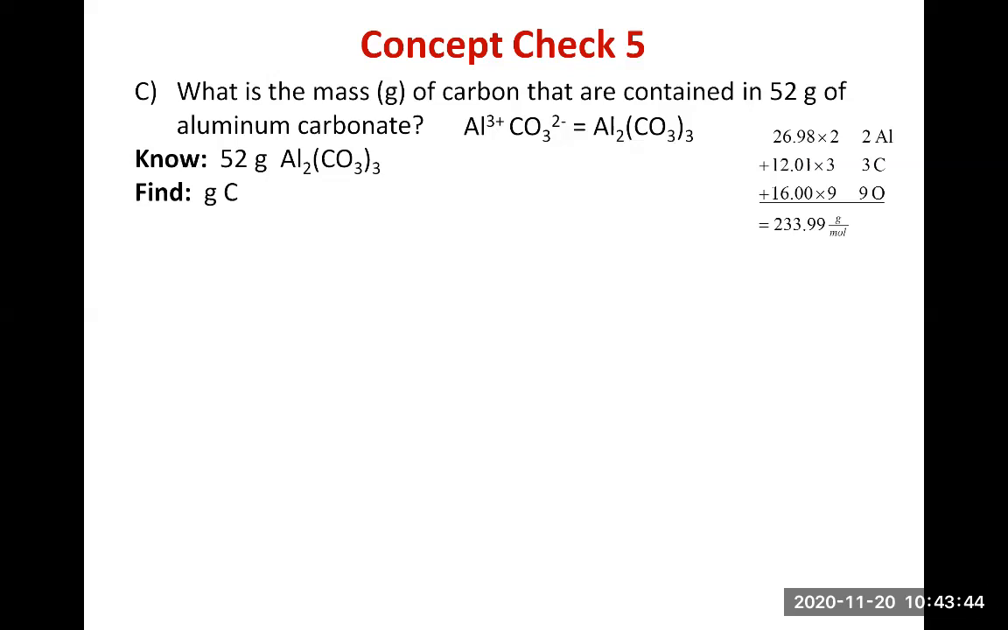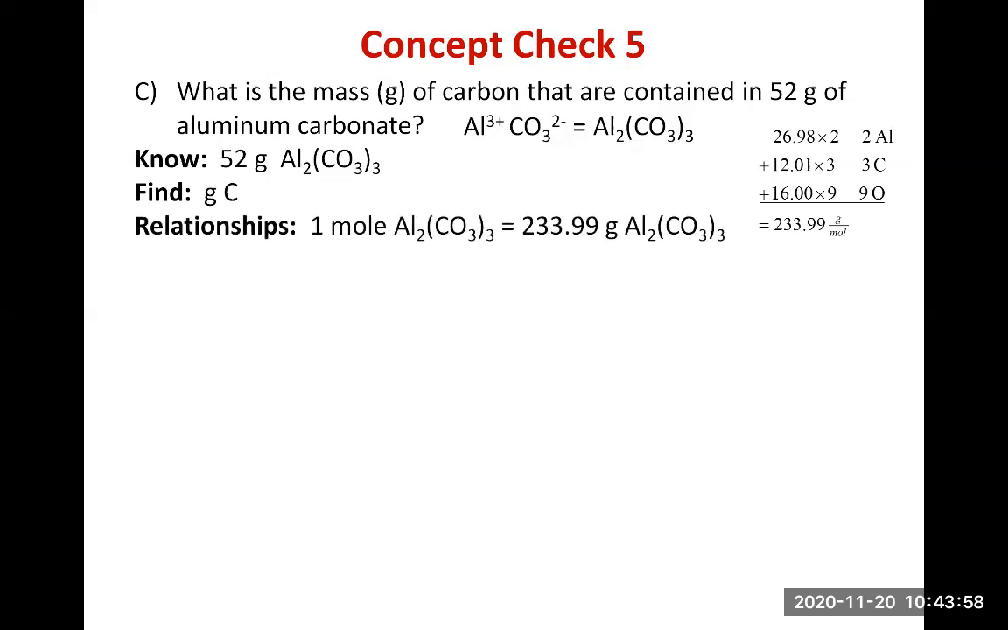So you do the sum of all these multiplications, and the total should be 233.99 grams per mole. So grams per mole of Al2(CO3)3. So that's the molar mass of aluminum carbonate. 1 mole of aluminum carbonate is 233.99 grams. So using this molar mass, we will get moles of compound.